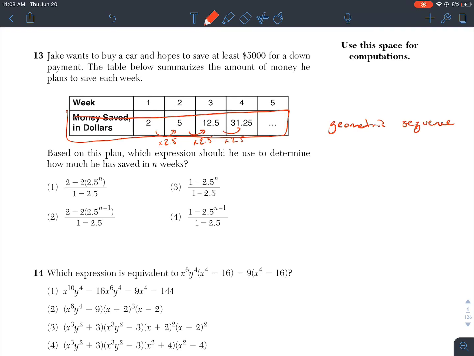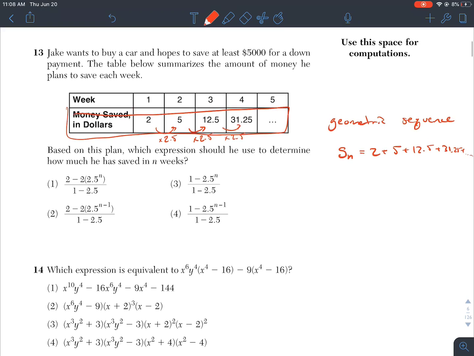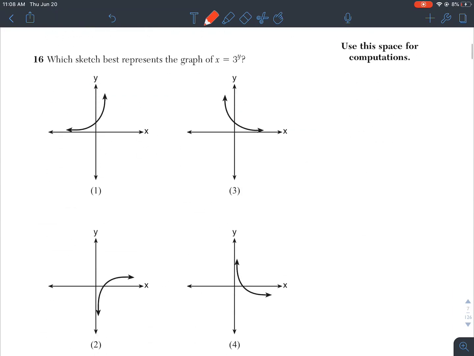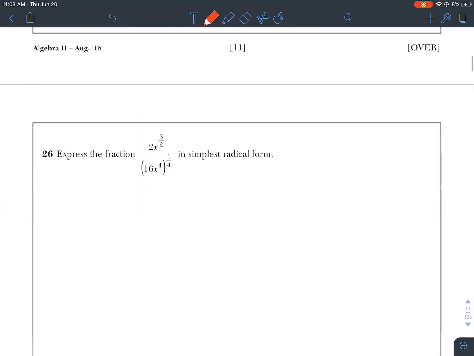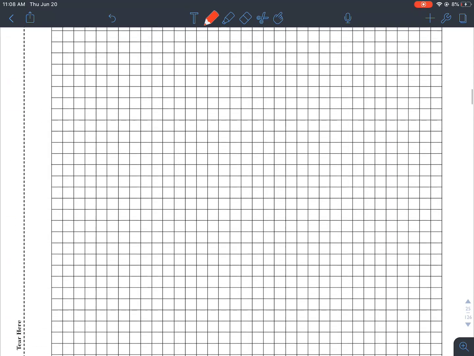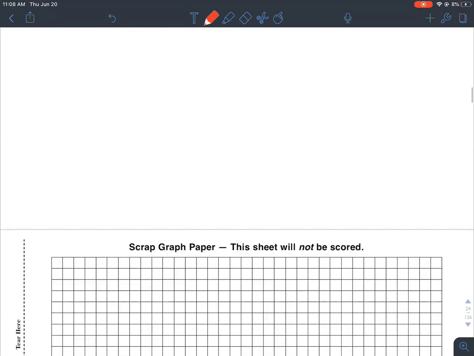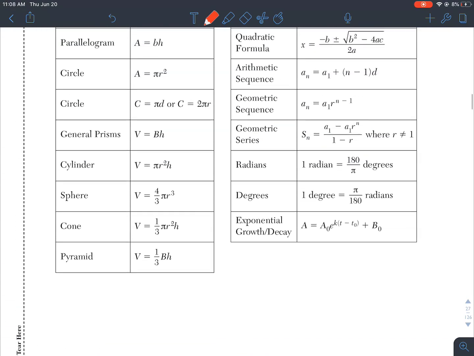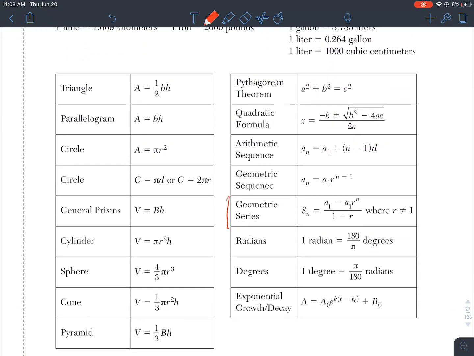So what we really want is the sum of all of these terms, 2 plus 5 plus 12.5 plus 31.25 plus ... And to do this, there's a really nice thing in your reference sheet, so you can look up the formula for a geometric series on that. We derived this formula in class by doing the shift method, but now that we're on the test, we can just use the formula. So it looks like for a geometric series, this is the formula.